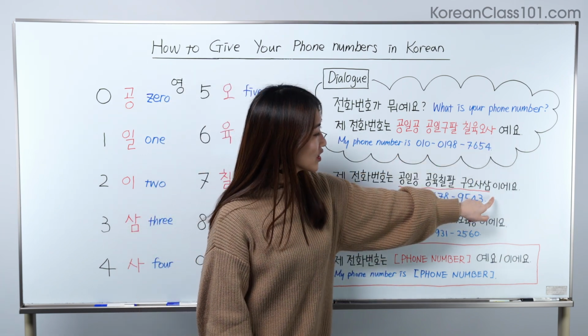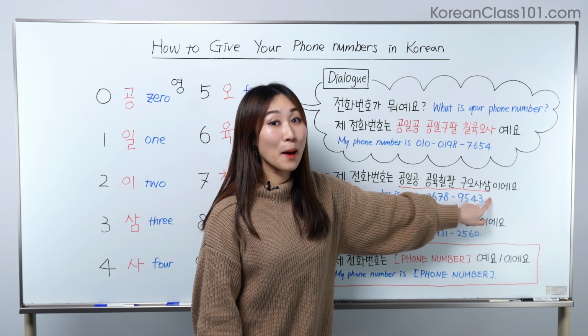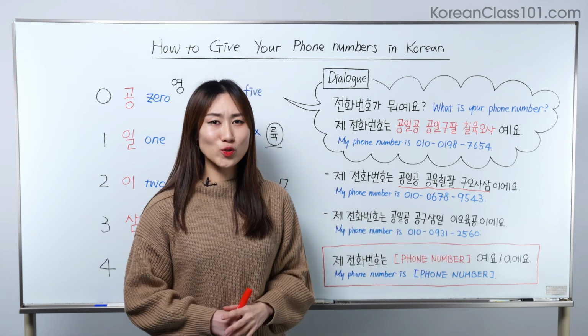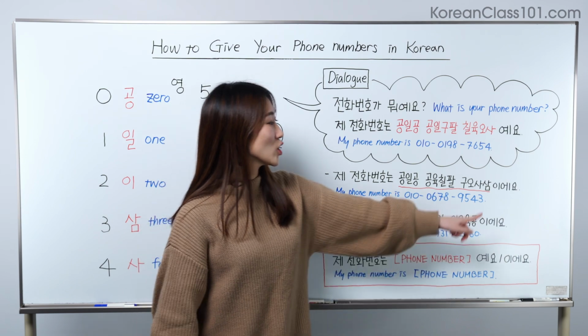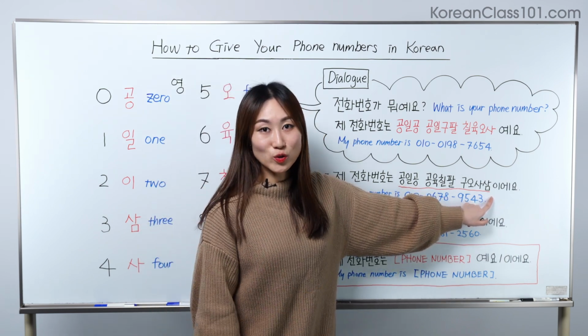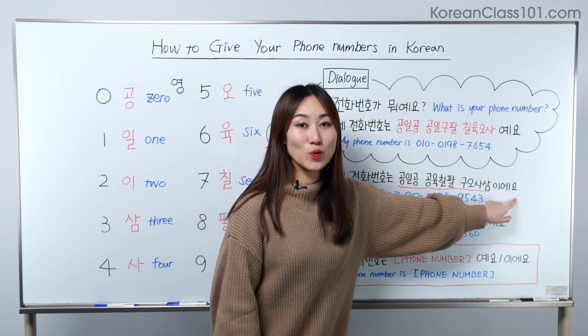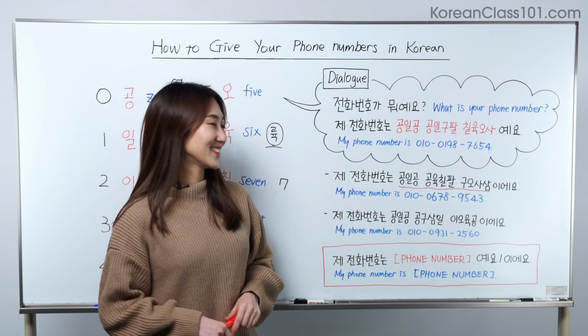But let's look at this number. 9543, 3, it ended with consonant. It kind of ended with M, right? 삼. So since the last syllable is ended with consonant, we are using 이에요. So let's look at one more example.